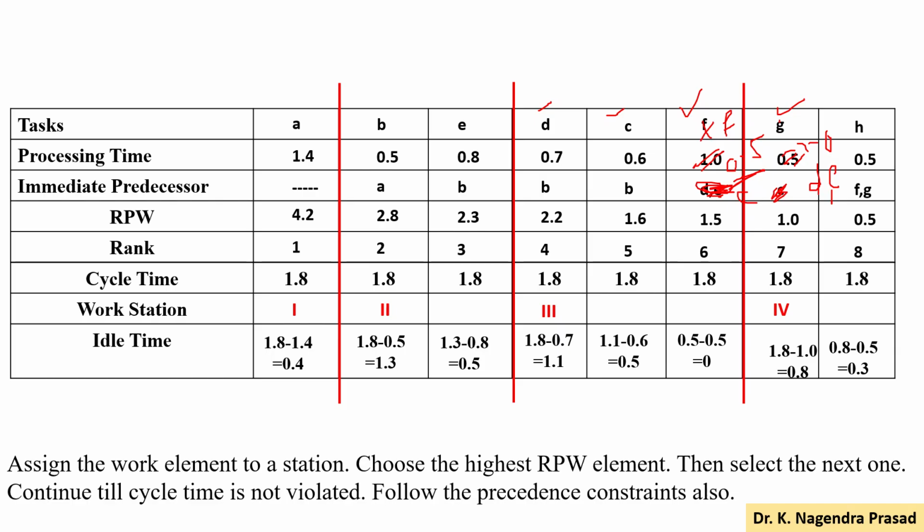So this is the assignment of the tasks to the respective 4 stations. In the first station, there is only one task, that is the task A. Its idle time is 0.4. And in the second workstation, there are 2 tasks, that is B and E, and its idle time is 0.5. In the third workstation there are 3 tasks, that is D, C, F, and its idle time is 0. And the fourth workstation is with the tasks G and H, and its idle time is 0.3. So this is the solution, and thank you.